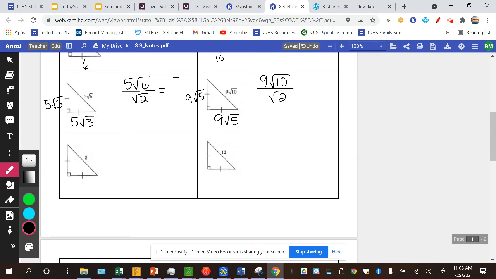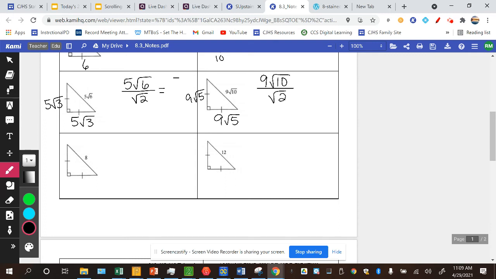Is that okay? Okay, and so then let's think about this. If I had this, what would I multiply by? If I knew the leg, what would I have to multiply by? Square root 2. So what's 9 square root 5 times square root 2? 9 square root 10.